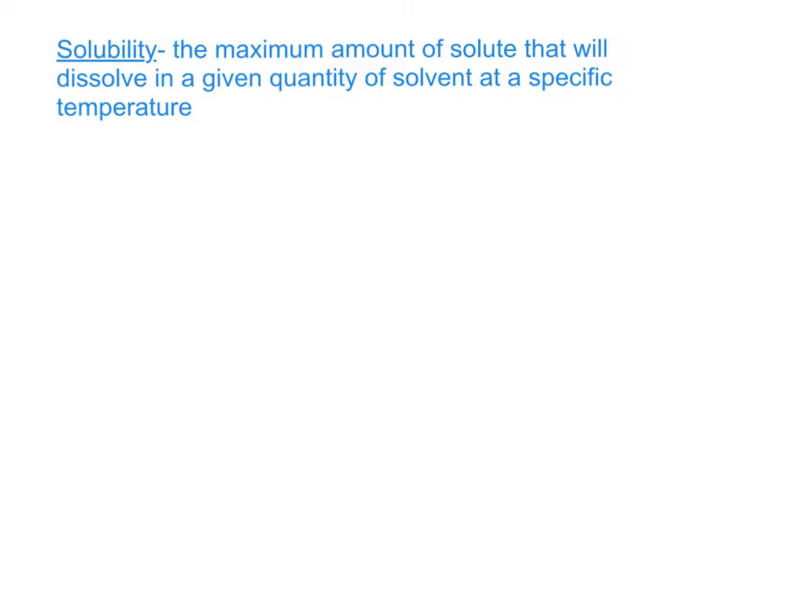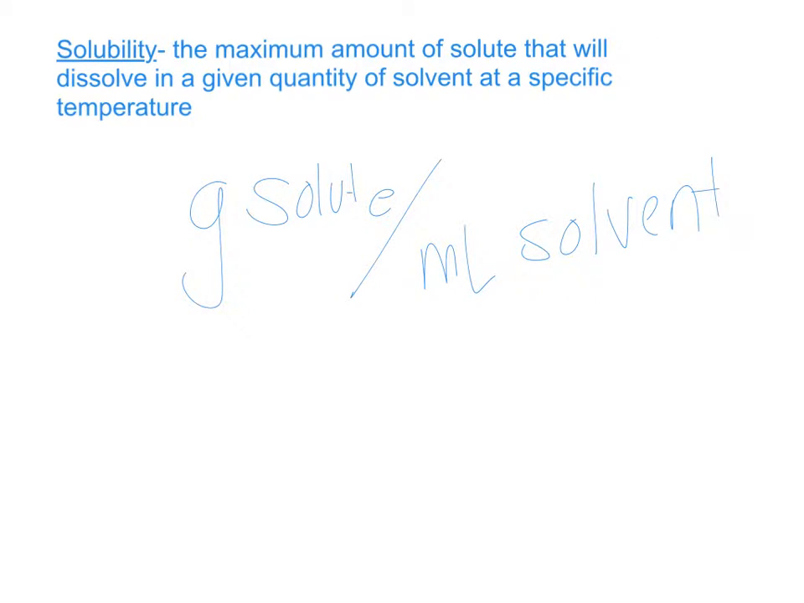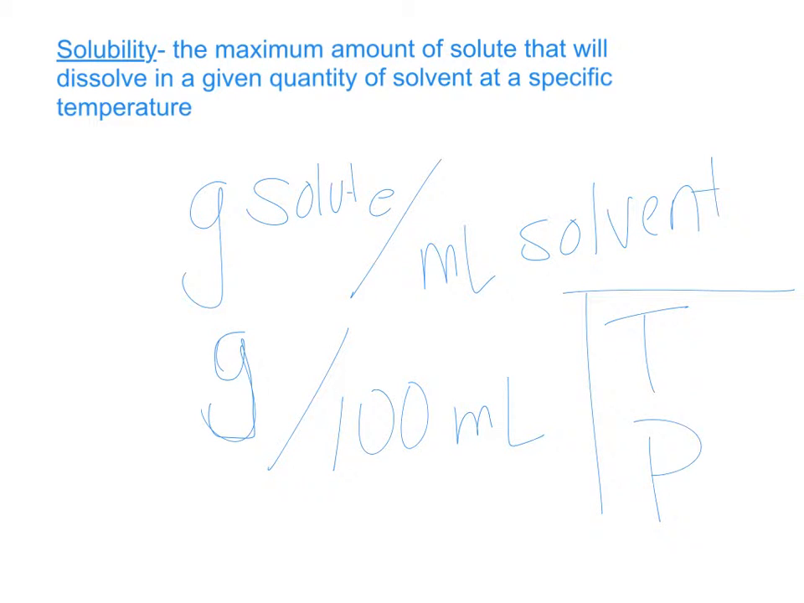Now we typically talk about solubility in terms of the grams of solute in the volume of solvent. This is how we talk about solubility. Most of the solutions that we work with are water, and they're specifically in the amount of solute that goes into 100 milliliters of water. The factors that we're going to talk about are temperature and pressure.